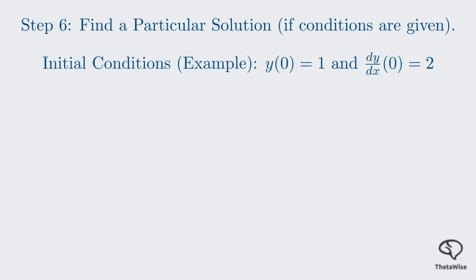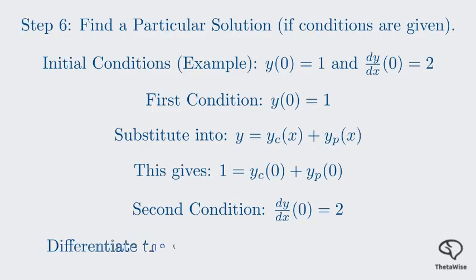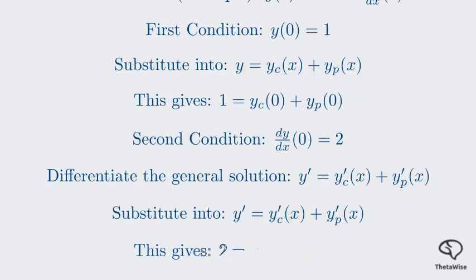So how do we use these? It's a 2-part process. First, take the first initial condition and substitute the values of x and y into your general solution. This will give you an equation involving a and b. Second, differentiate your general solution with respect to x. Then substitute the second initial condition, the values for x and dy/dx, into this new derivative equation. This will give you a second equation for a and b. You now have a system of 2 linear equations with 2 unknowns, a and b.